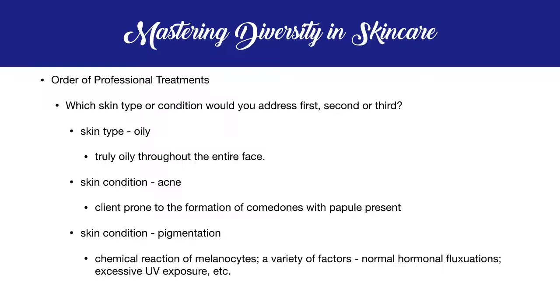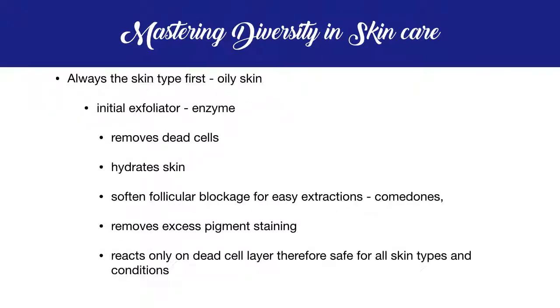This other skin condition is pigmentation. So basically, there was a chemical reaction, which was either hormonal or from the sun, that caused the hyperpigmentation, and she had normal hormonal fluctuation, but she had excessive exposure. So this is how you find out the primary and secondary causes and then create your treatment plan from there. Always, like I said, treat the skin type first.